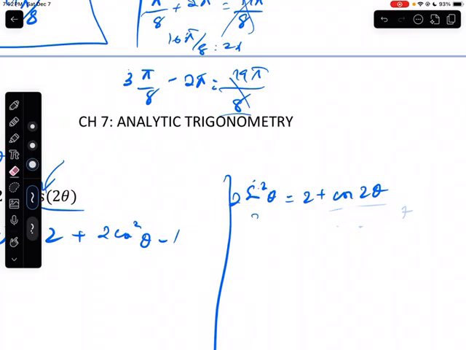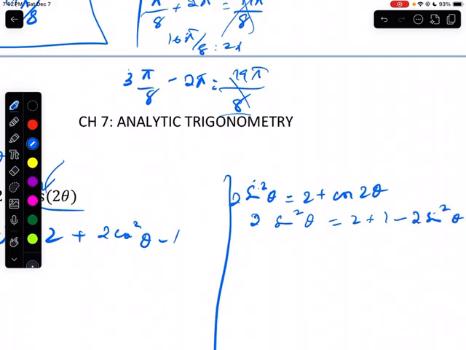So I will write it like 2 sine square theta is equal to 2 plus 1 minus 2 sine square theta. Because remember, cosine of 2 theta equal to 1 minus 2 sine square theta. This is one of the forms of cosine of 2 theta, so that's the form I'm using here. Now when you look, these two terms will get combined. We'll make it 4.